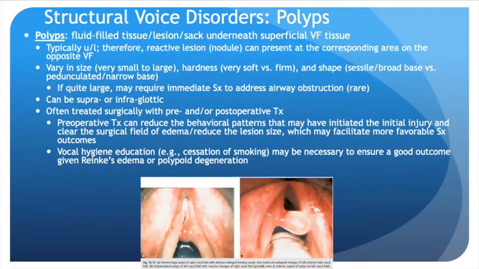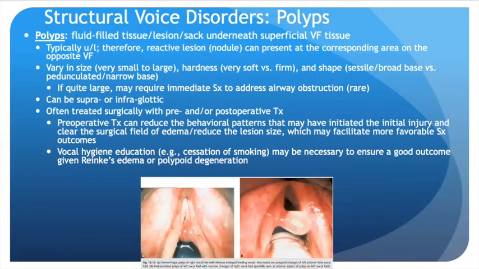Polyps vary in size, hardness, and shape. They can be sessile with a broad base versus pedunculated with a very narrow base that kind of gets wider as you get further out. So this is pedunculated here. If they're quite large, they might require immediate surgery if there's an airway obstruction risk, but this is pretty rare. They can also be supra or infraglottic, so above or below the glottis.